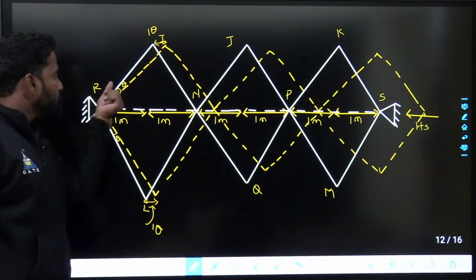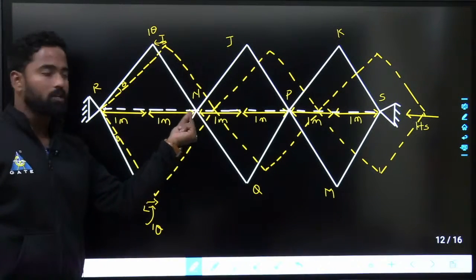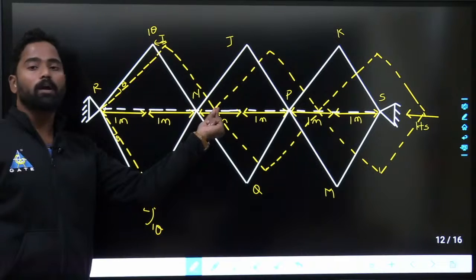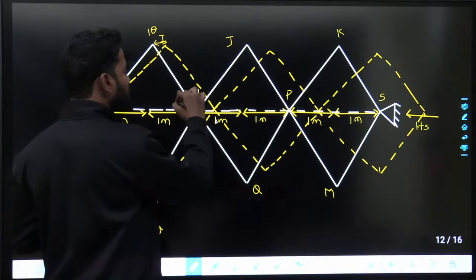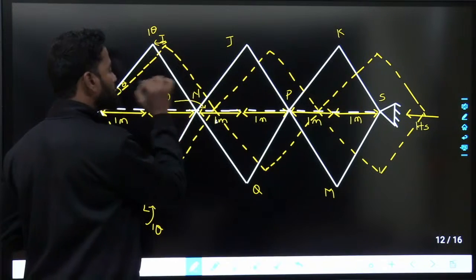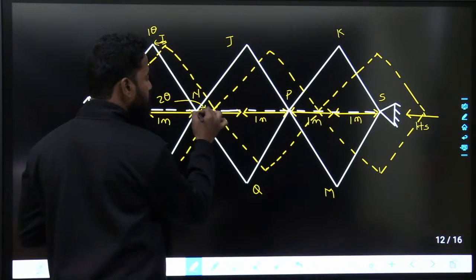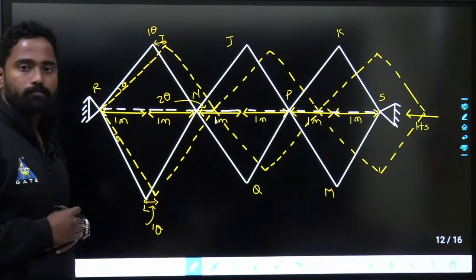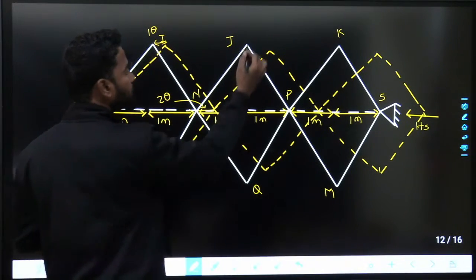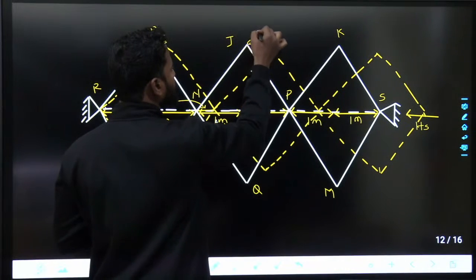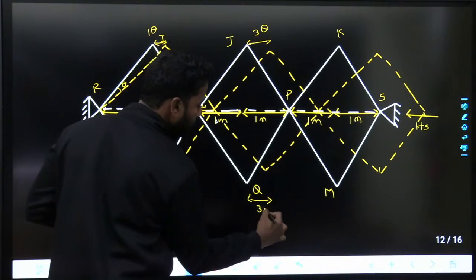So if this is moved by 1 times theta, and from here to here, this whole pin will move by an amount, the total distance is 2 meters. So this distance would be 2 times theta, right? Similarly, if I ask this joint, 1 plus 1 plus 1, it is 3 meters. So this distance would be 3 times theta. This distance also would be 3 times theta.